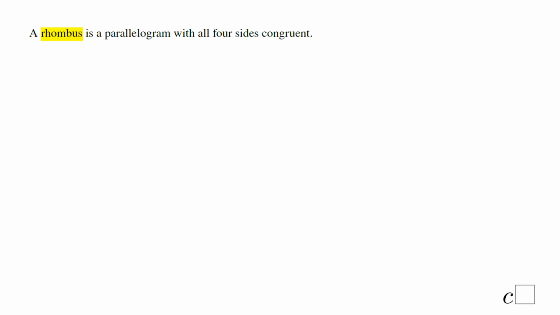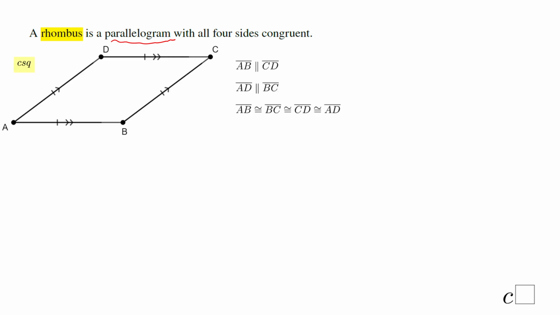In this lesson, we will talk about rhombus. And a rhombus, you see here, is a parallelogram with all four sides congruent. So let's see a picture here. This is the picture of a rhombus, and you notice it is a parallelogram.